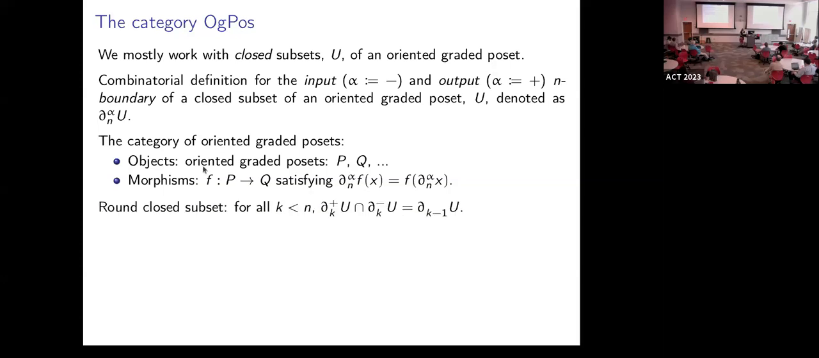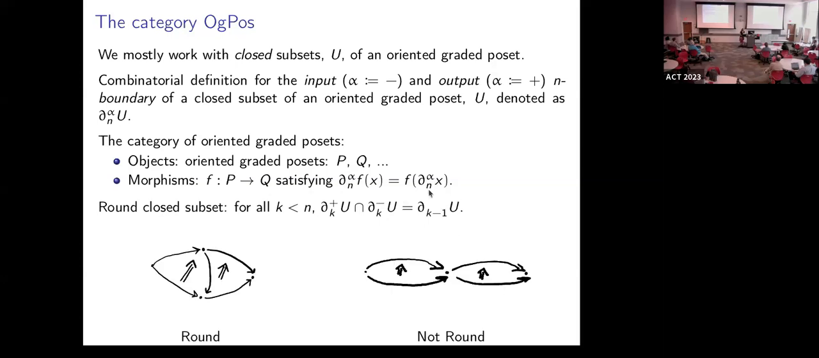And then we say that an n-dimensional closed subset is round if for all k less than n, the intersection of the k-dimensional output boundary of U with the k-dimensional input boundary of U equals the k-1 dimensional boundary of this subset. And I placed two examples here. So on the left-hand side, we have an example of a round closed subset, and on the right-hand side, we have an example of a closed subset that is not round. And intuitively, we say that a diagram is round if its shape can be interpreted as a topological ball.